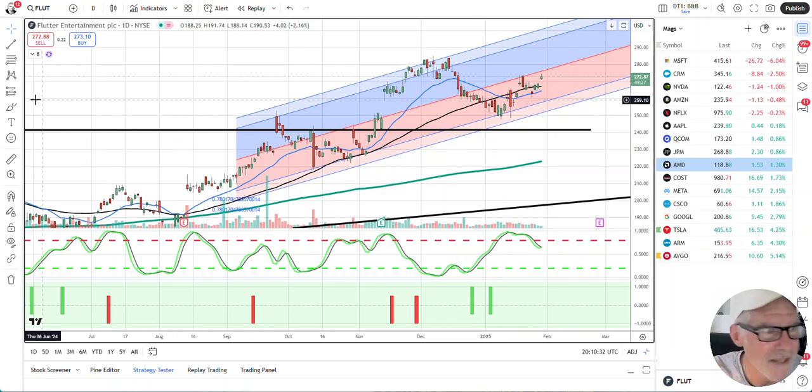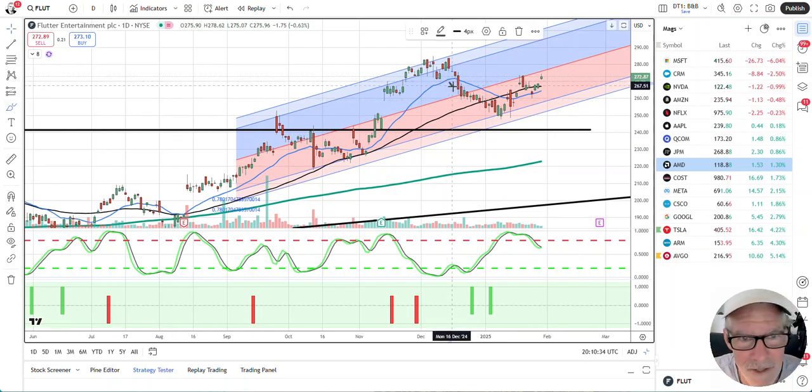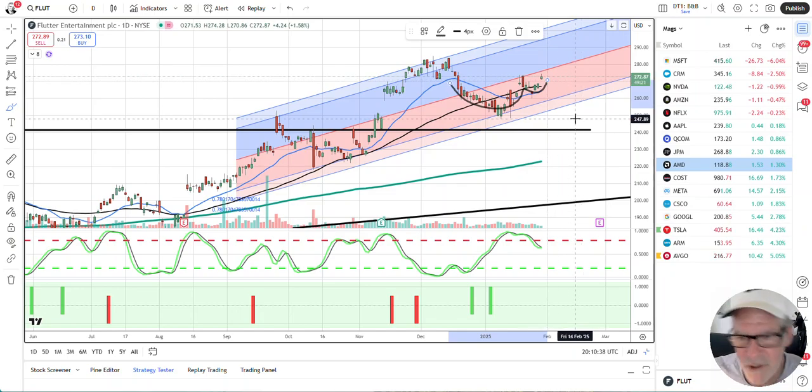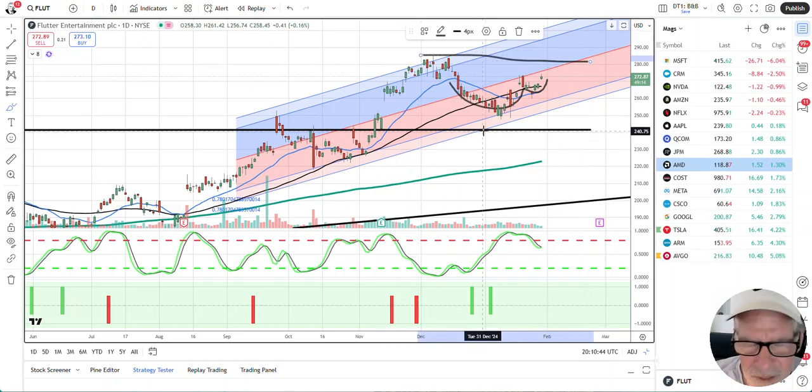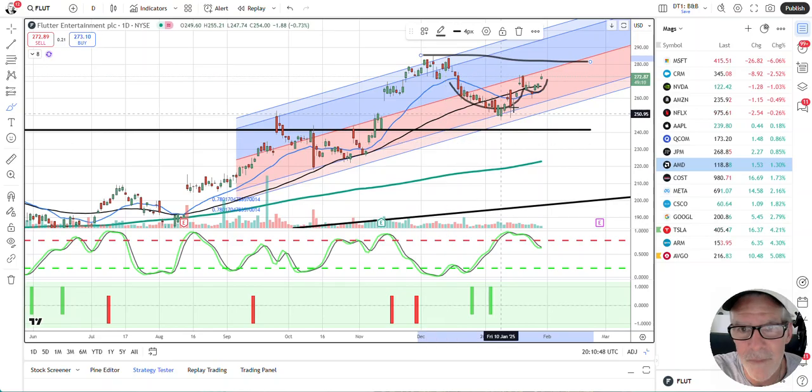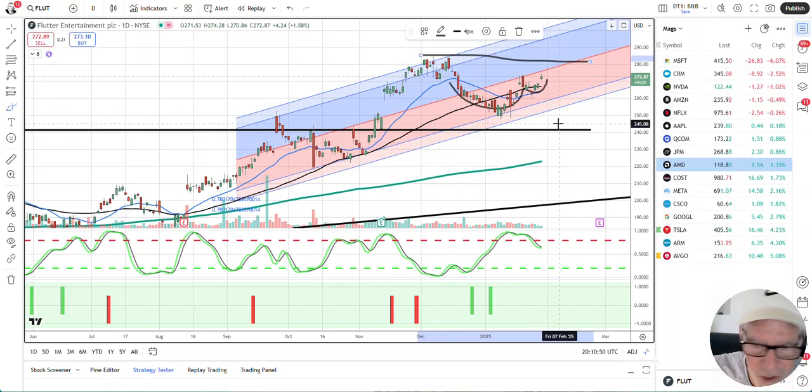Now, with that said, I'm also spotting something right here that I like. It's not quite a continuation, right? A cup and handle continuation has to be up at the former highs. The former highs are up here, so we're not there yet. But maybe at the end of this little pullback with a 280, 282 target, I could see that happening. But 273 to 280 in a $300 stock, not exactly a great trade.